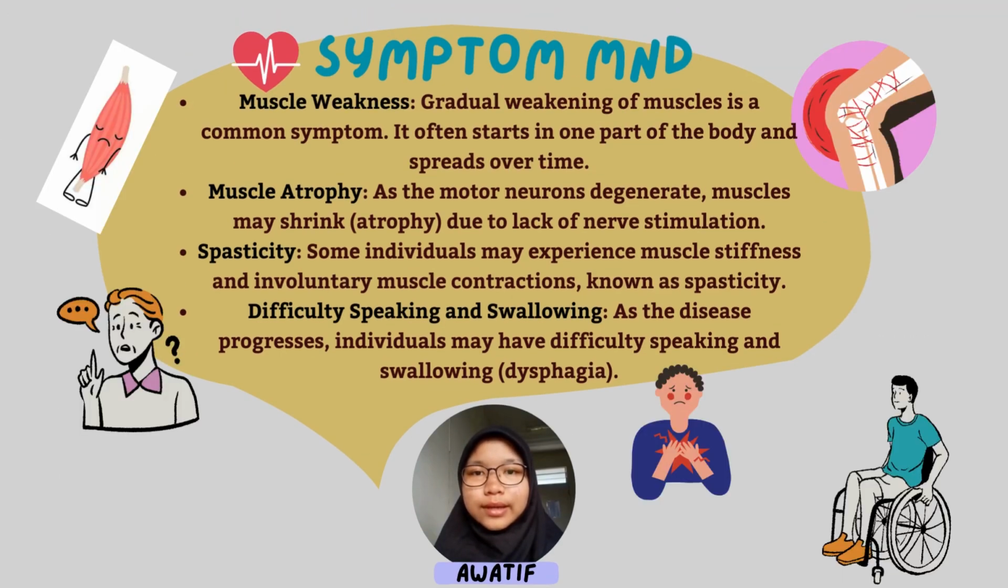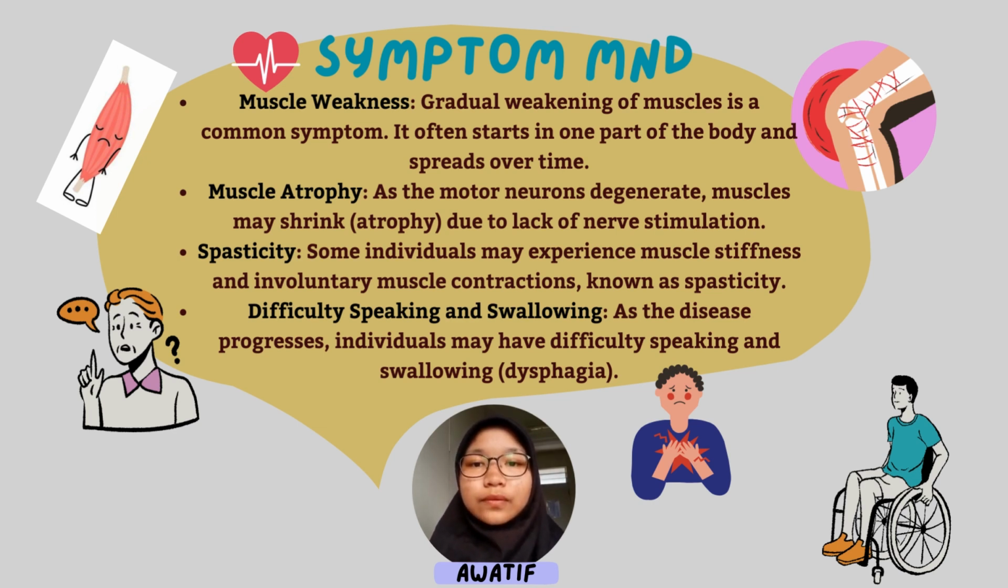How can we detect that a person has motor neuron disease? The first one is muscle weakness. Gradual weakening of muscle is a common symptom. It often starts in one part of the body and spreads over time. 2. Muscle atrophy. As the motor neurons degenerate, muscle may shrink due to the lack of nerve stimulation. 3. Spasticity. Some individuals may experience muscle stiffness and involuntary muscle contraction.